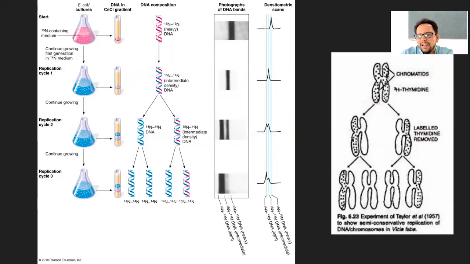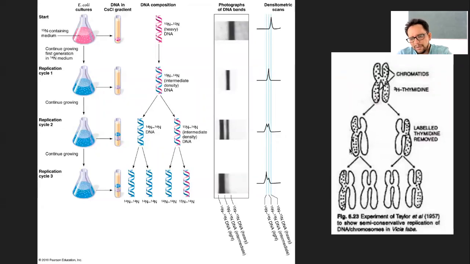Like if these are the chromatids present with the normal thymidine, and you have grown these cells in a culture medium which contains radioactive thymidine, then you take out these cells and put them into the normal medium which has normal thymidine. Obviously you will start getting half of the chromatid unlabeled, because half will be old from the parent cell and half will be newly formed. That is what they are trying to say.